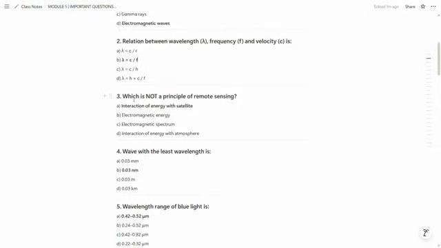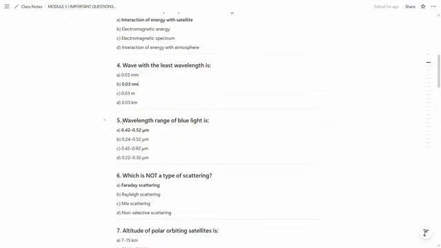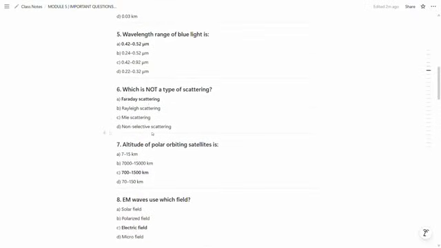Now the third question is which is not a principle of remote sensing. So intersection of energy with satellite is not a principle of remote sensing. So A option is the correct one. Now the fourth question is wave with the least wavelength is 0.03 nanometer. So B is the correct answer. So in the fifth question wavelength range of blue light is, so A option is the correct one, which is 0.42 to 0.52 micrometer.